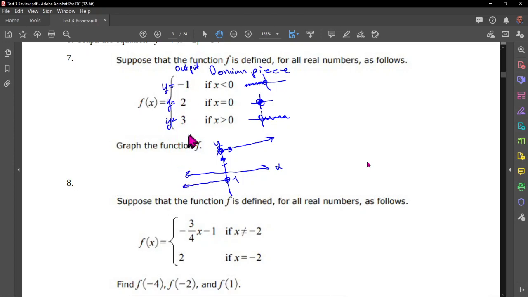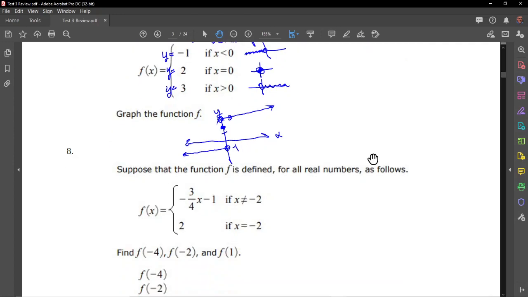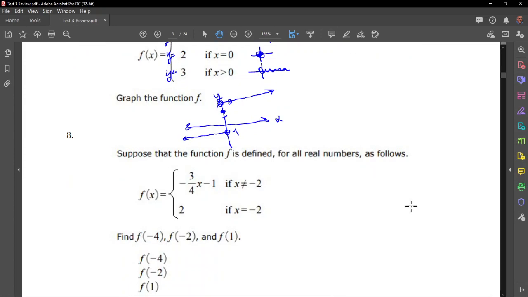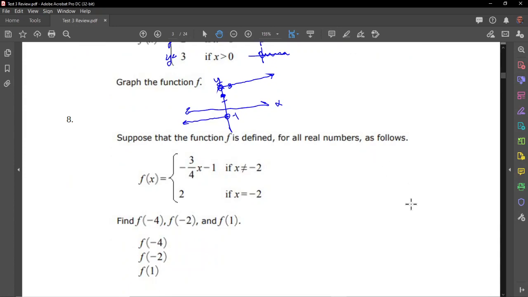These are constants, right? No variable. Let's take a look at 8 and see how we do this. We're not going to actually graph it, but we're going to look at plugging in some x values to find the y values. In this case, part of the function is variable, it's got a variable x right here, and part is constant, it doesn't have the variable.